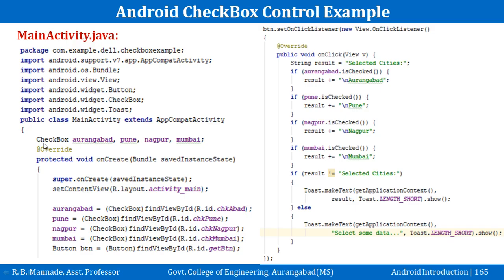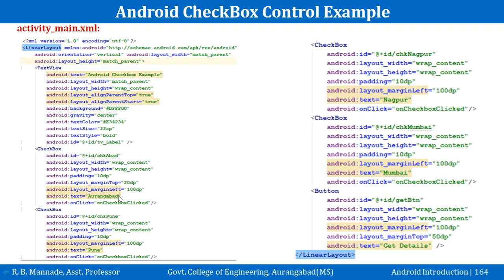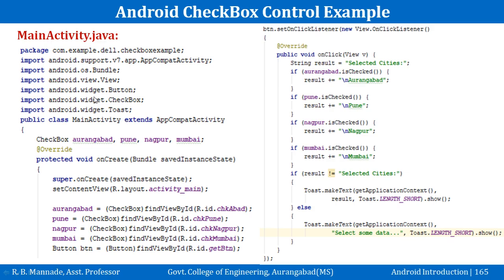at the starting of this class, we have created four checkbox objects with the names Aurangabad, Pune, Nagpur and Mumbai. Okay, and in the onCreate function, these are two of the typical methods which are there in all Android applications. So setContentView will set whatever layout we have defined in this particular activity_main.xml file. It will set this UI layout to this particular hosting activity using setContentView.